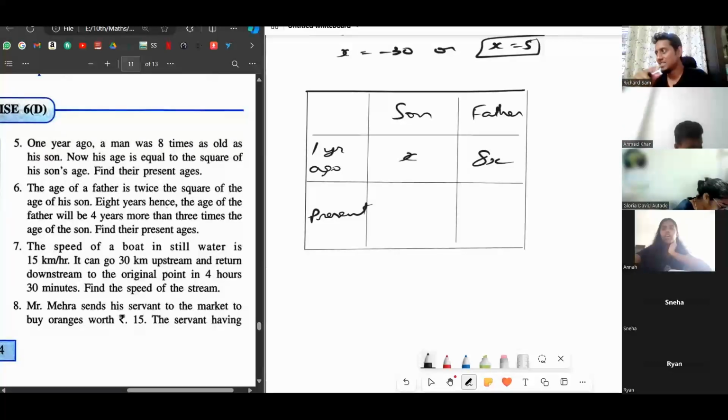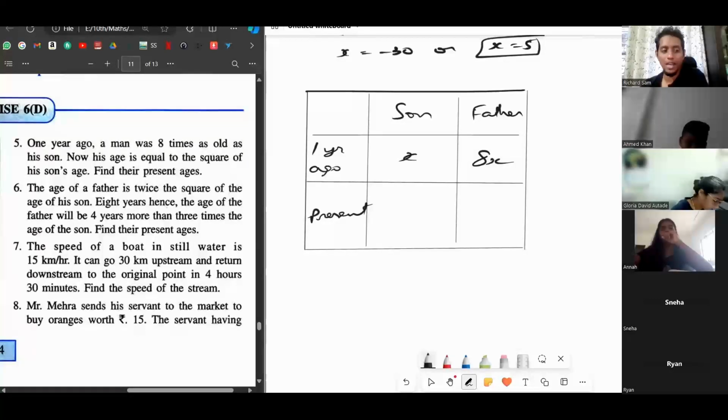Whereas before when I said "after", you said times, and when it was times, you said plus. See, if I say after 2 years, it means plus 2. If I say 2 times, it means into 2. So here the son is X and the father is 8 times the son's age. That means 8X. Is that clear, everyone?